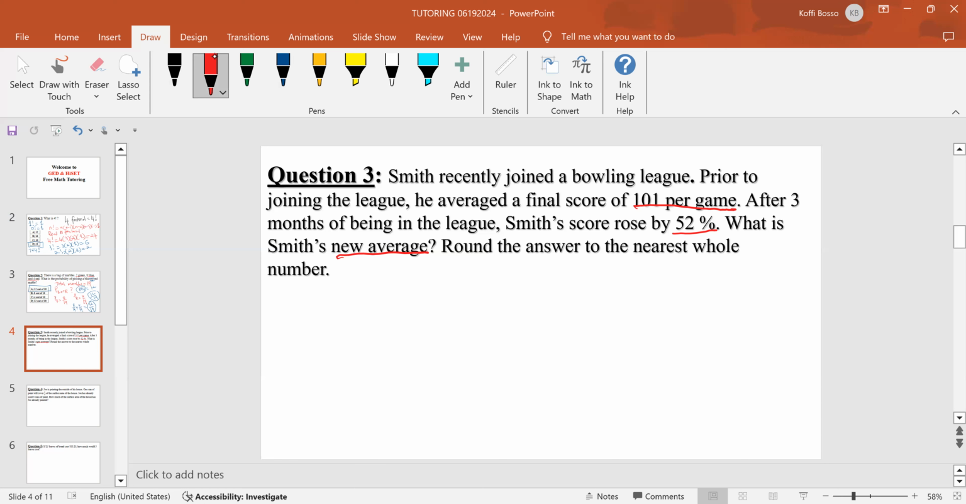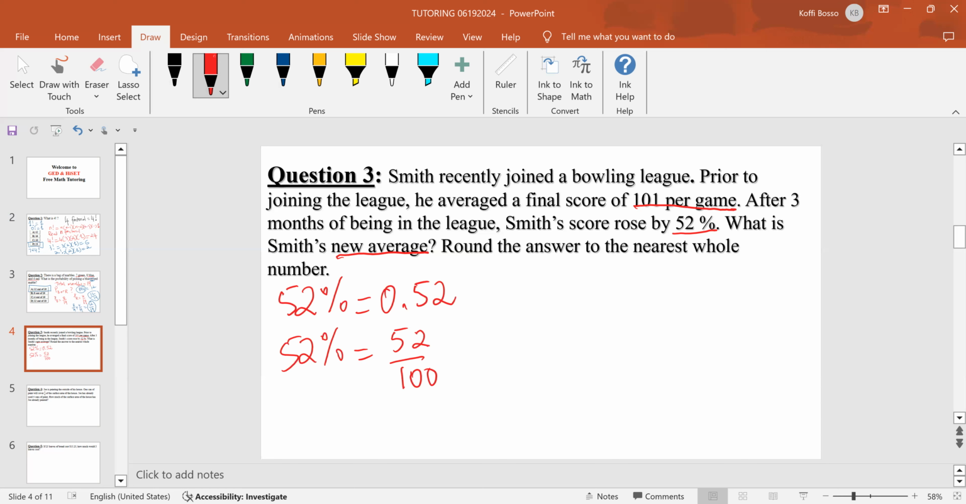We know what 52% is. It's 0.52. So 52% is the same as 0.52. Also, 52% is the same as 52 out of 100. Now, what do we do with the 3 months of being in the league?